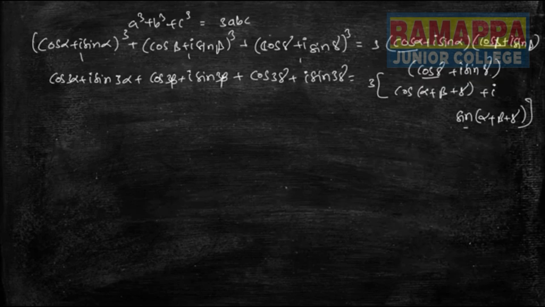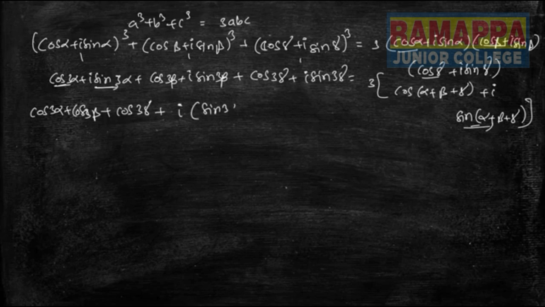Okay, now here, first the constants and the imaginary parts I will write separately: cos 3 alpha plus cos 3 beta plus cos 3 gamma, plus i common to sin 3 alpha plus sin 3 beta plus sin 3 gamma will come here. We compare the imaginaries and constants.